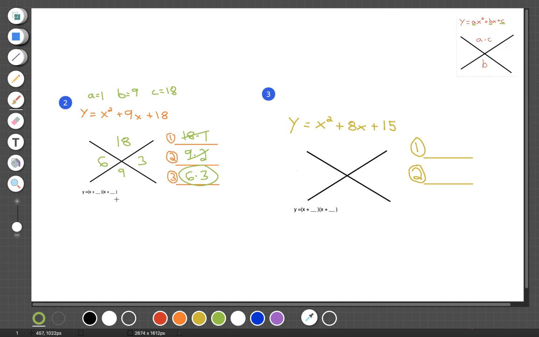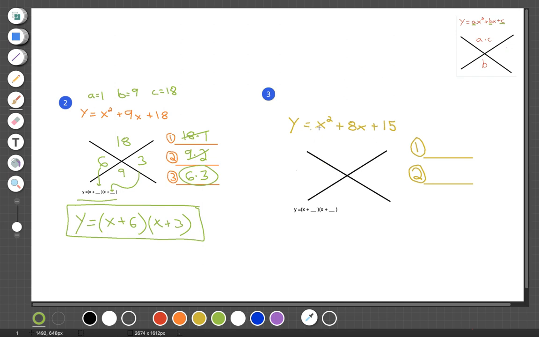Finally, you can reference this guide right here, but I want you to write it out like this. You're going to write your factored form by putting this number into that blank and this number into that blank. Okay, but I want you to write it out. So x plus 6 times x plus 3. And there is your factored form.